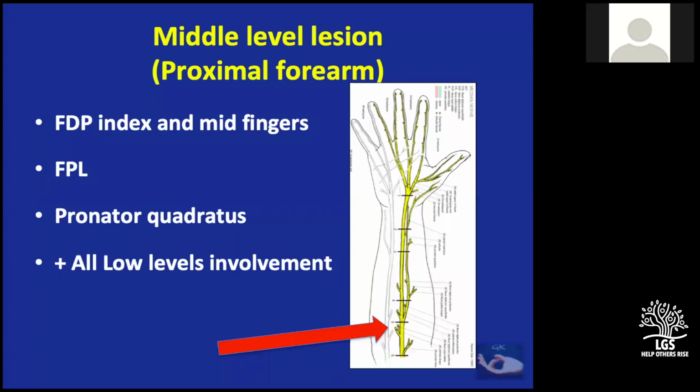Here, when the injury occurs distal to the nerves that are given off to the FDS, to the flexor carpi radialis, and to the pronator teres, we have what is known as the involvement of the flexor digitorum profundus of the index and mid fingers, FPL, pronator quadratus, and all the low level, that is, the low level muscles are all involved.